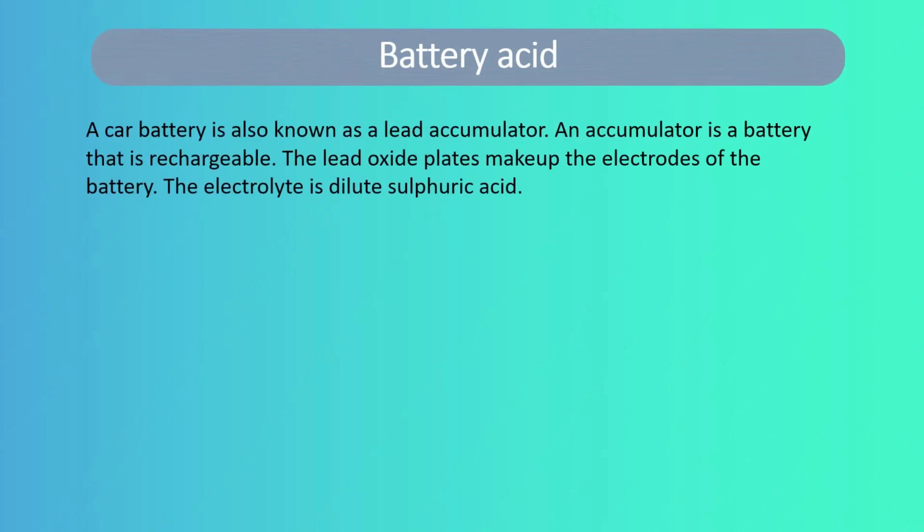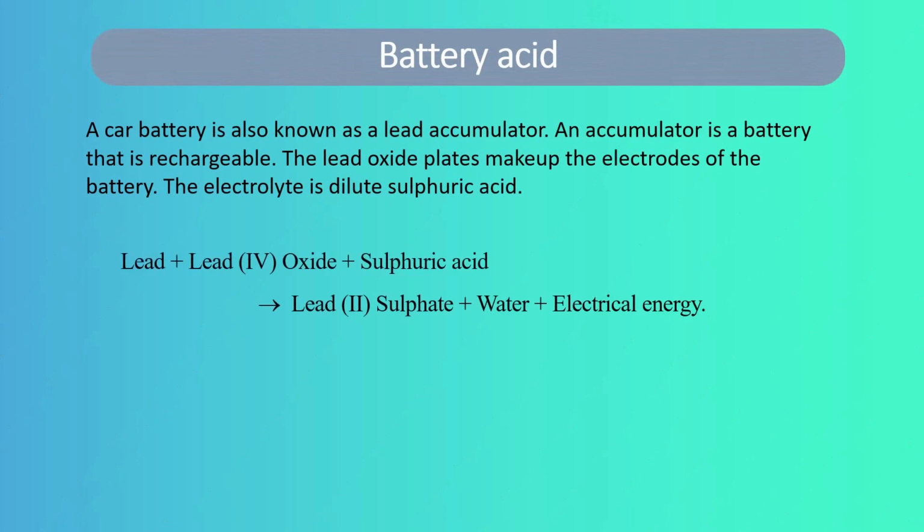Battery acid: a car battery is also known as a lead accumulator. Here the accumulator is a battery that is rechargeable. Lead plus lead oxide plus sulphuric acid gives lead sulfate, water and electrical energy. During recharging it will be just the opposite.